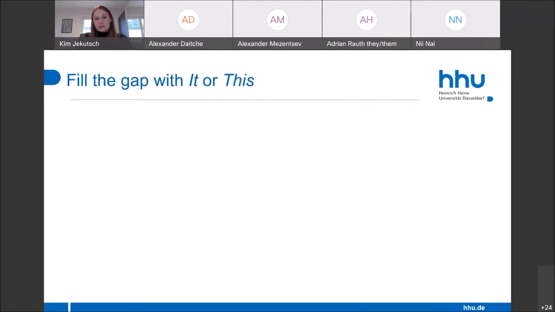Despite these similarities, linguists expect differences in the use of it and this. But before I tell you what this expectation is based on, you can test the use of it and this yourself. So your task now is to decide whether you would fill the gap with the pronoun it or this in the sentences you're about to see now.